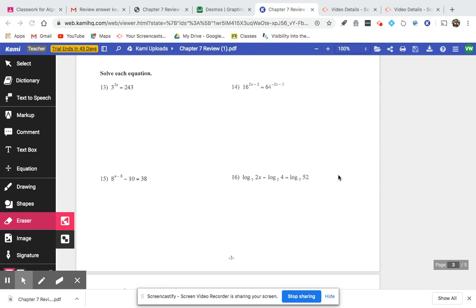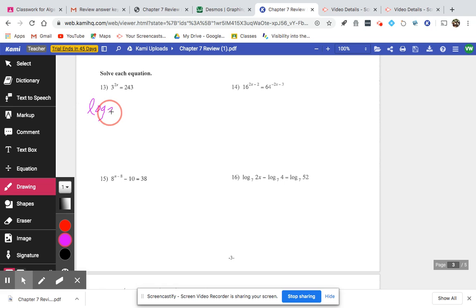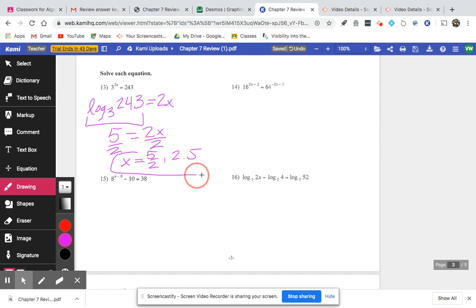Okay, we want to solve this equation, number 13, 3 to the 2x equals 243. Here's how I'm going to start. I'm going to use a logarithm to help me solve. I'm going to say log base 3 of 243 is equal to 2x. Now, this is actually a super nice number. It's 5. 5 equals 2x. If you divide by 2, I'll show that algebra quick. So x is 5 divided by 2, or if you want to write it as a decimal, 2.5. Either one's acceptable.